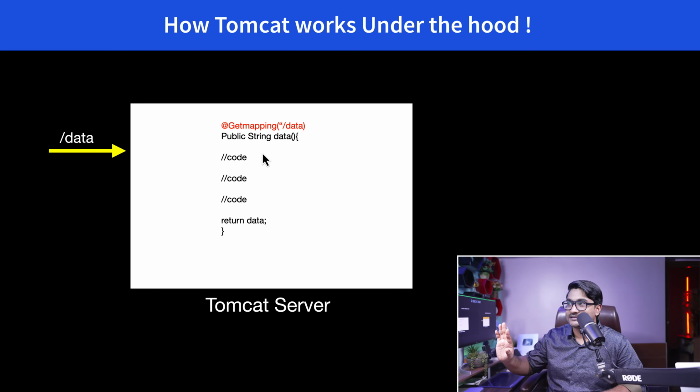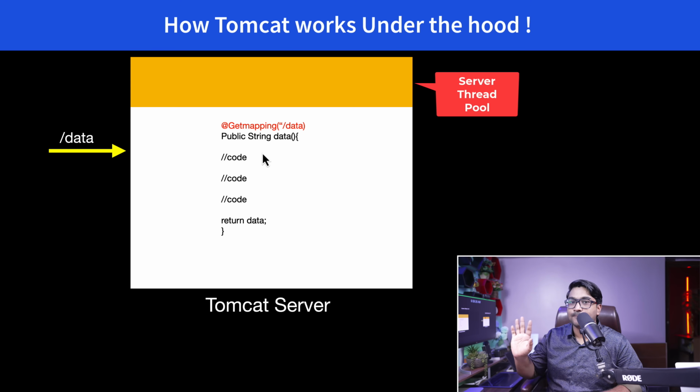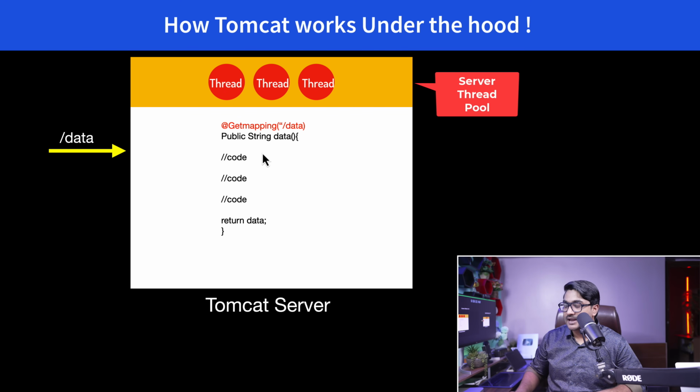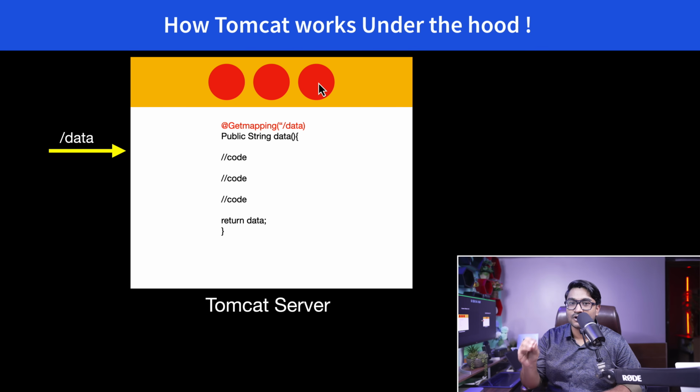Here the story begins. You have a pool of threads inside any web server. Like in the Tomcat server, you also have a thread pool. And this is the server pool. And here inside it, you have different threads. And what is a thread? A thread in Java basically does some task. So here inside this Tomcat server, all these threads will do some work or some task. And that task is to process the user request.